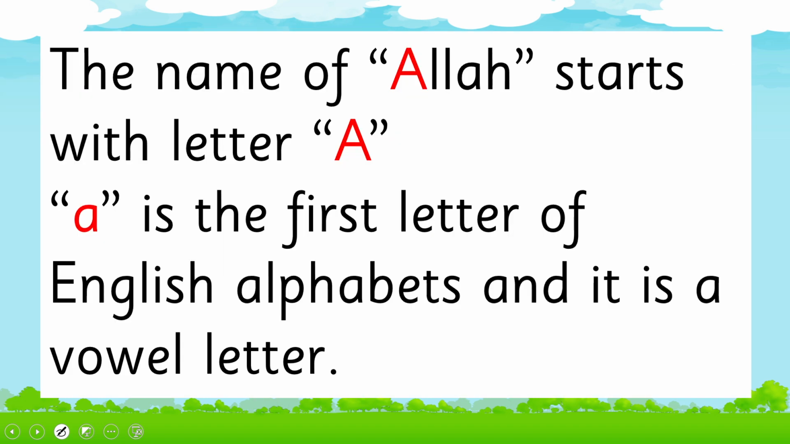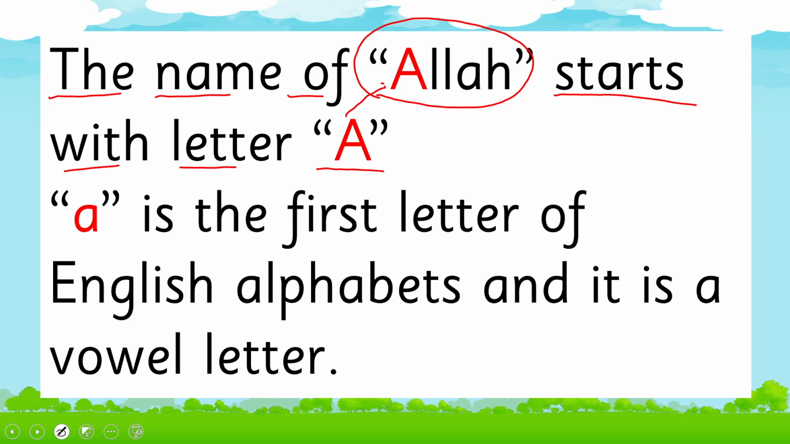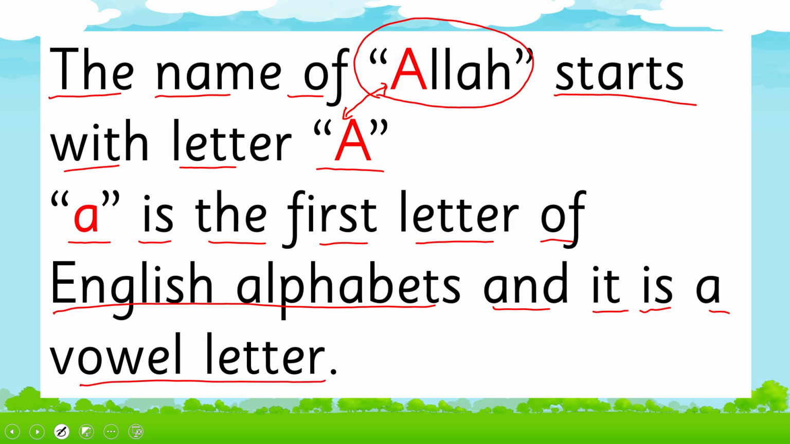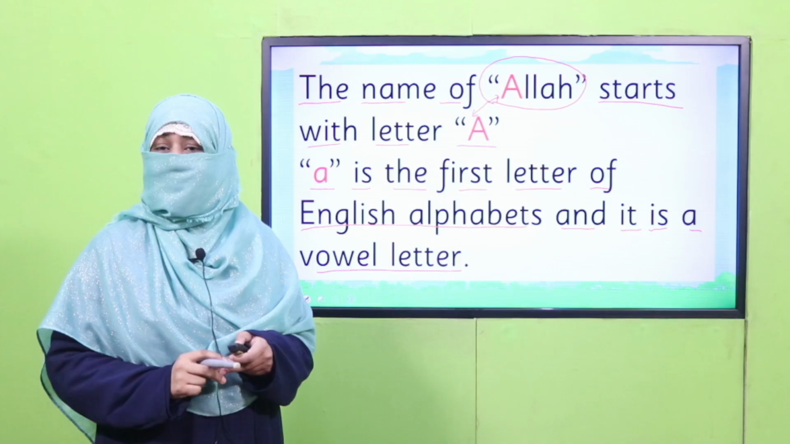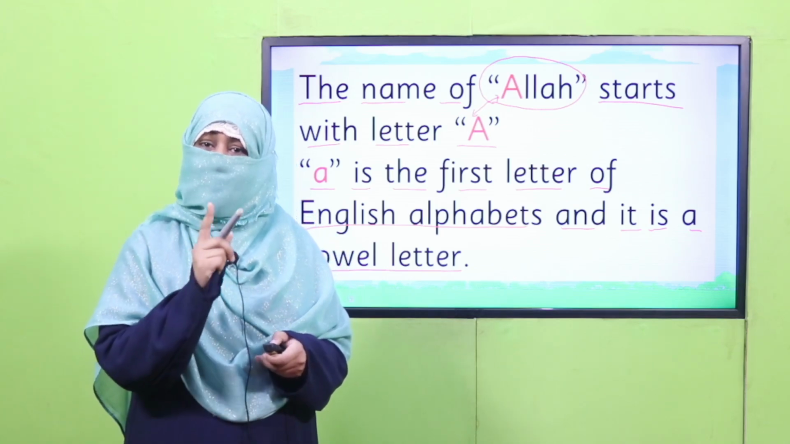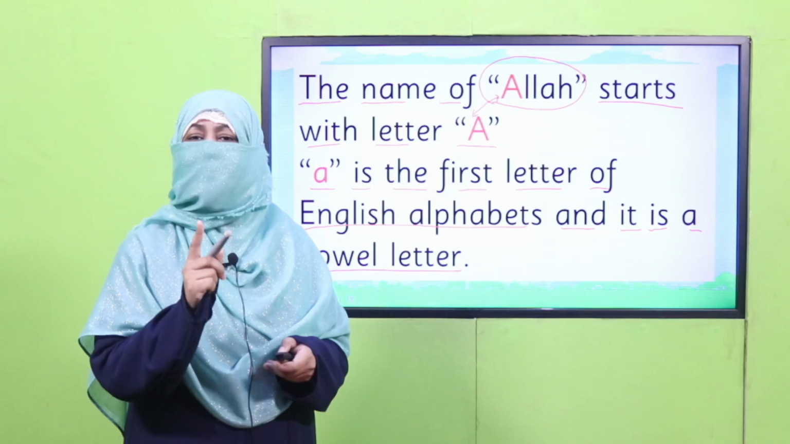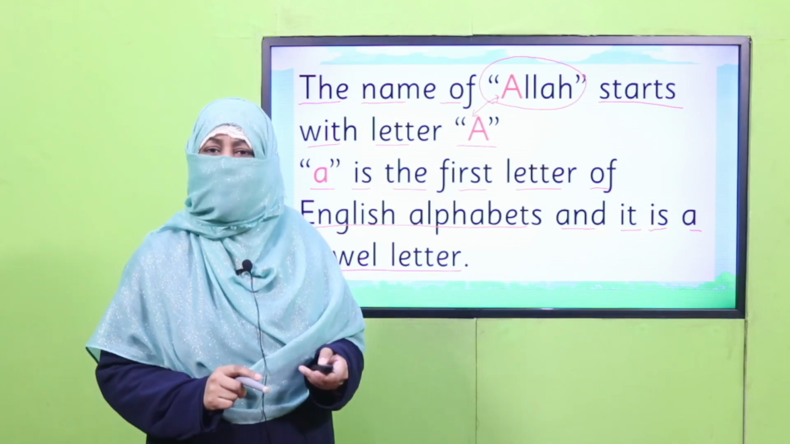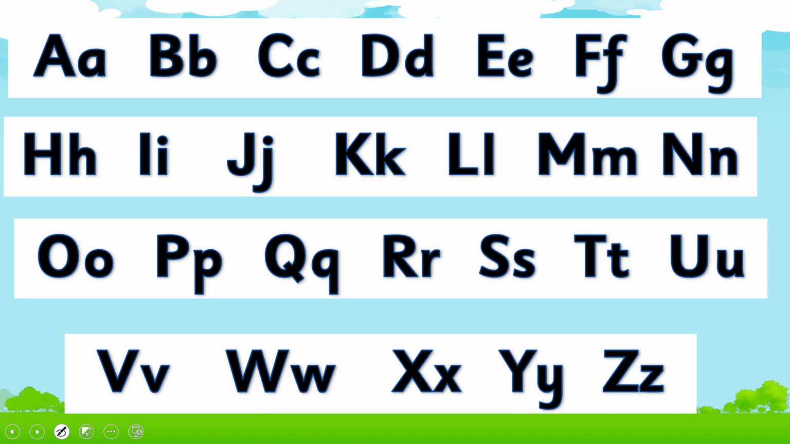Now let's see the name of Allah. It starts with the letter A. Subhanallah. Allah's name starts with the letter A. And this A is the first letter of English alphabets, and it is a vowel. Allah's name starts with the first letter of English alphabets, and that alphabet is a vowel as well. So what vowels are, we will learn further.